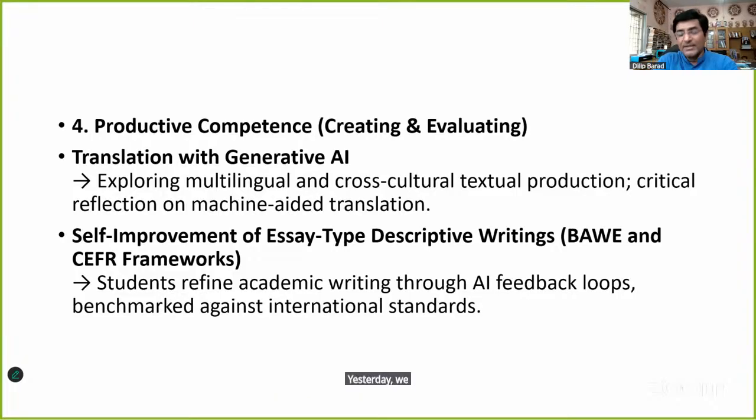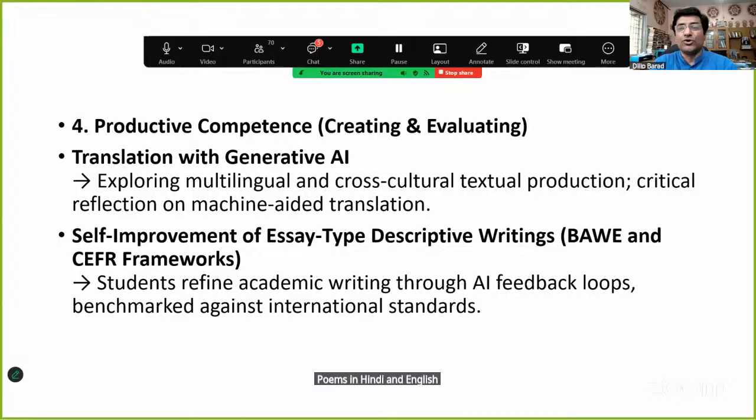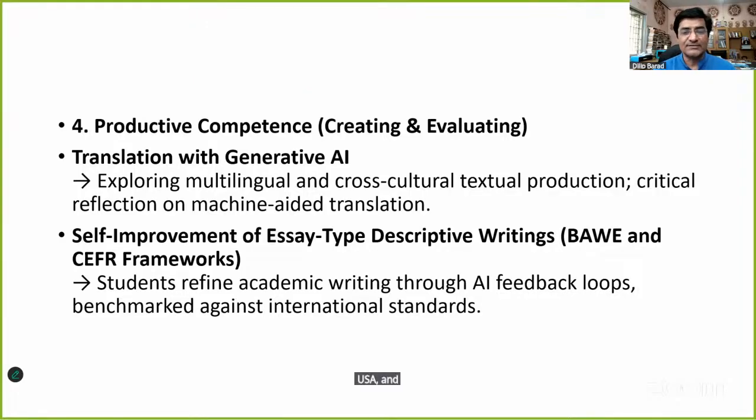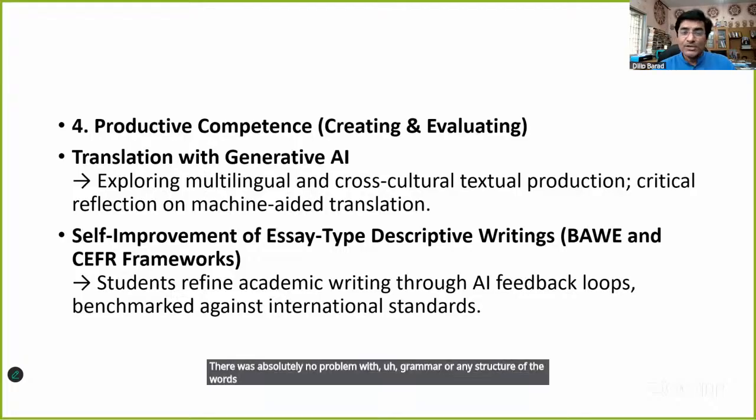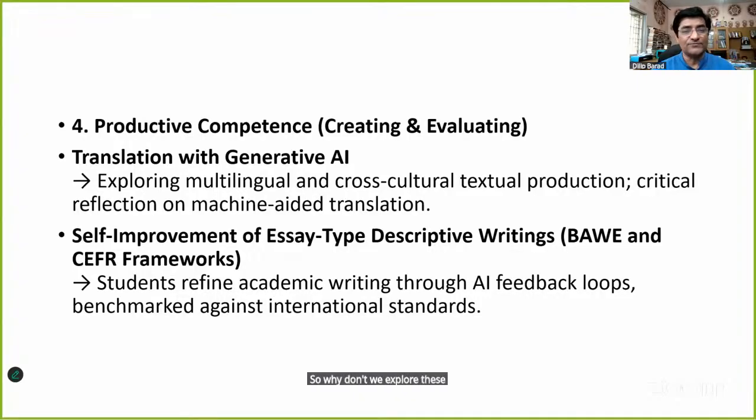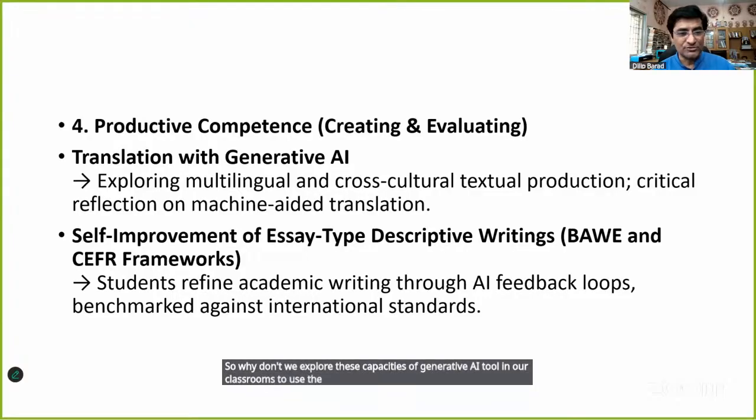Yesterday, we saw the poems in Hindi and English, the poems on an epitaph on a tyrant in a contemporary scene, keeping in mind Russia, China, USA, and we asked generative AI to act as Auden of our times and write a poem in Hindi as well as in English, and it did quite well. There was absolutely no problem with grammar or any structure of the words. So why don't we explore these capacities of generative AI tools in our classrooms for translational practice also?